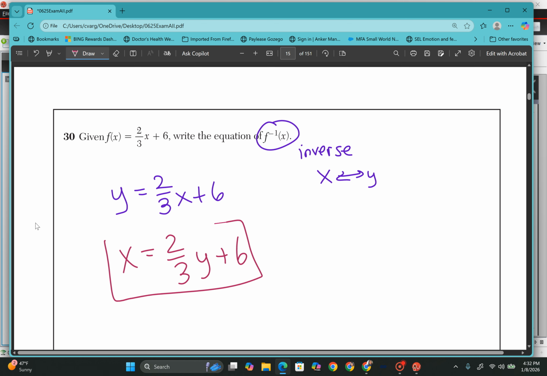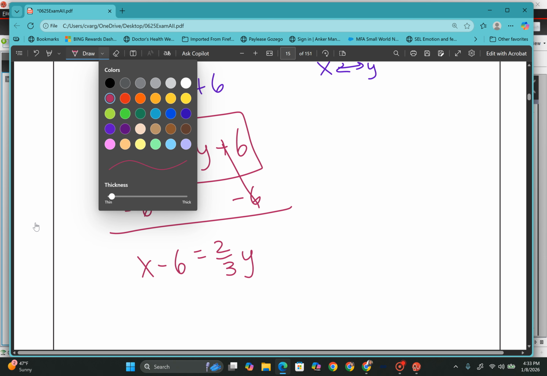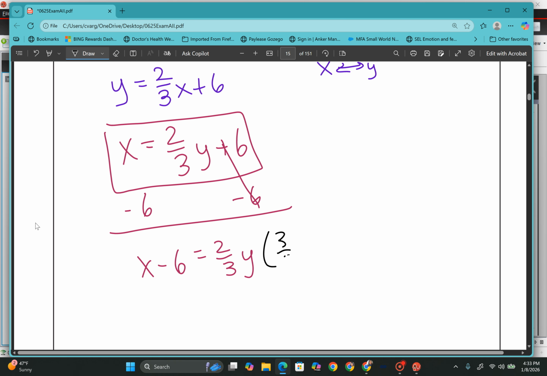So you could technically stop right there and you're done because it doesn't tell you to get the y by itself. But if you wanted to, you could do minus 6 minus 6. I said minus 6, not x. So we get x minus 6 is equal to 2/3 y. This cancels out. And then to get rid of the 2/3, you multiply both sides by the reciprocal of 2/3, the flip. So whatever I do to one side, I do to the other. This cancels out because that's 1. So we get y is equal to 3 halves x minus 3 halves times, right?